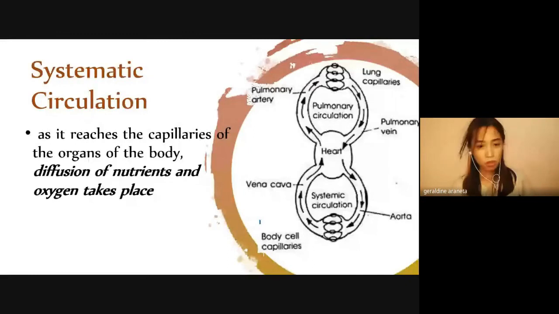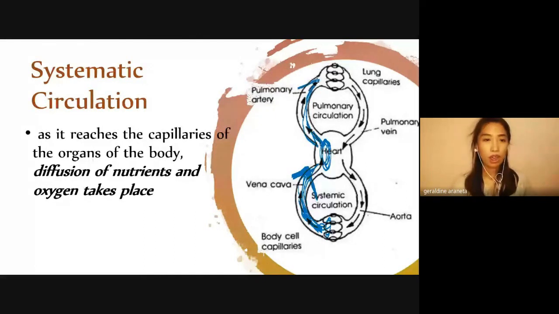Ayan. So, from the body cells, pag na-use up niya na yung oxygen, dadaan siya ng vena cava. So, that's why it's blue, kasi it is deoxygenated. So, ngayon, darating siya kay heart. Tapos si heart, idadaan niya ngayon ng pulmonary artery papunta sa lungs.